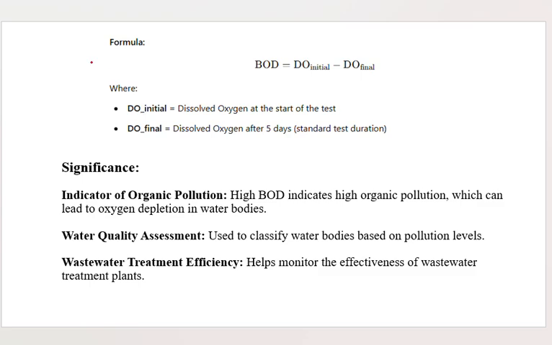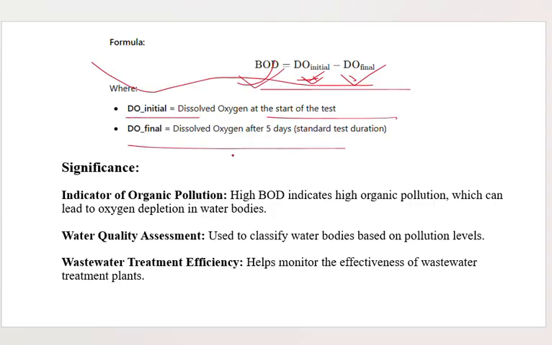Here is the formula to measure BOD. BOD equals DO initial, the initial dissolved oxygen, minus DO final. If we calculate this, we get the final dissolved oxygen. You can say BOD at the first test and at the final test. A standard test is 5 days.